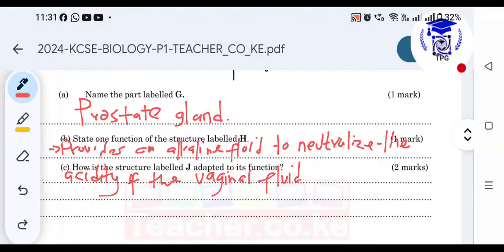That is one function. Another one is also nourishment of the spermatozoa. So you can write any of them. Nourishment of the sperms.